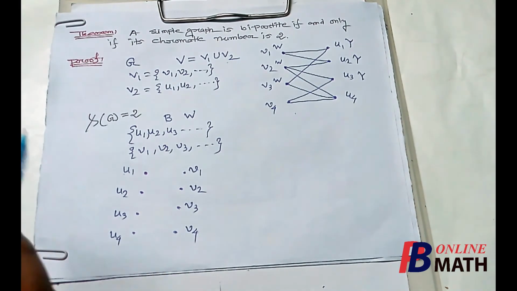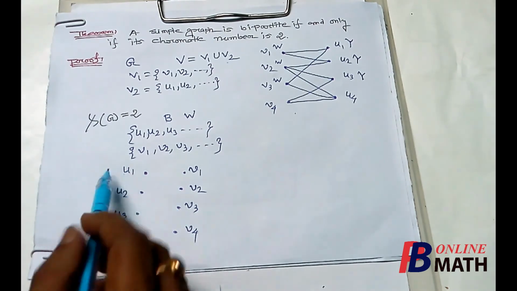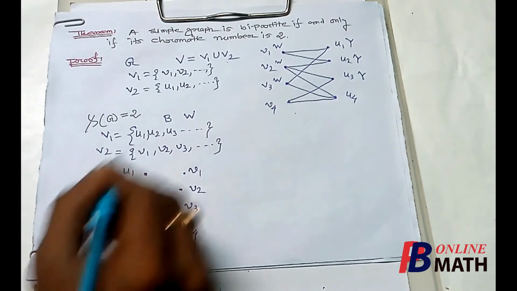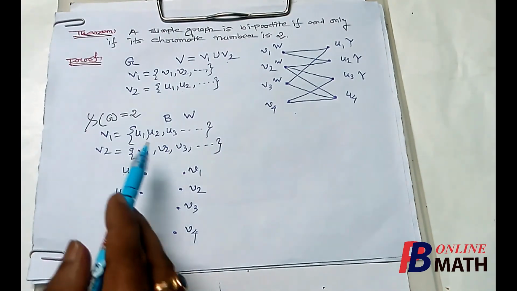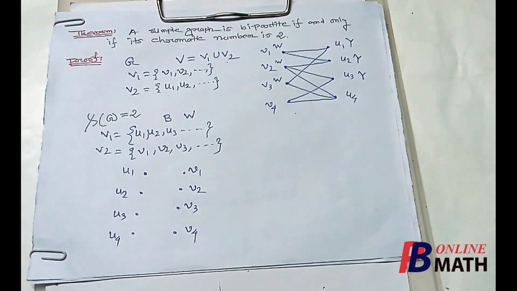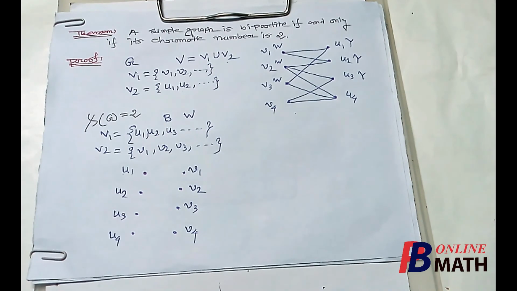That means the set of vertices of G can be divided into two subsets. Suppose we call them V1 and V2, such that no two vertices of V1 are adjacent and no two vertices of V2 are adjacent. That means this graph G is a bipartite graph. So that completes the proof that if the chromatic number of a graph is 2, then the graph is a bipartite graph. So that completes the theorem.